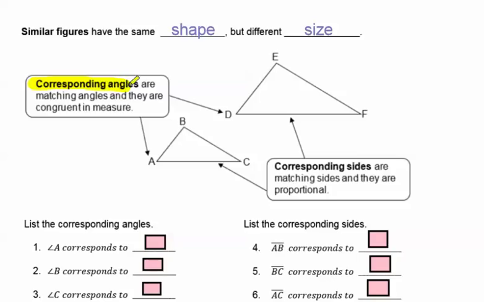Corresponding angles. So those are matching angles. They are going to be congruent. Remember, congruent means that they equal each other. So corresponding angles equal each other. That means if angle A is, let's say, 60 degrees, then angle D, who matches angle A, also has to be 60 degrees. If angle C is 30, then angle F also has to be 30. So the matching angles or corresponding angles are congruent.